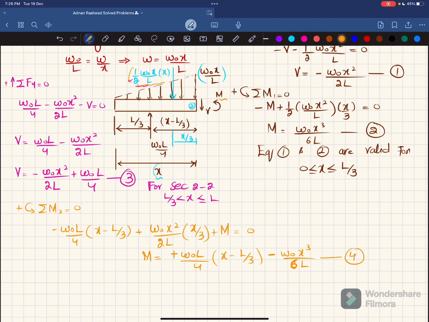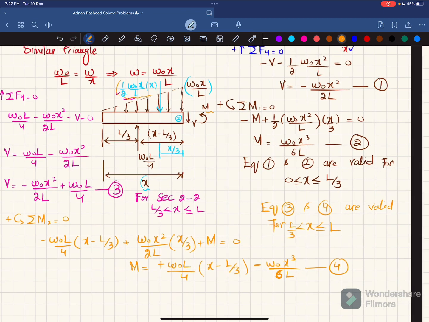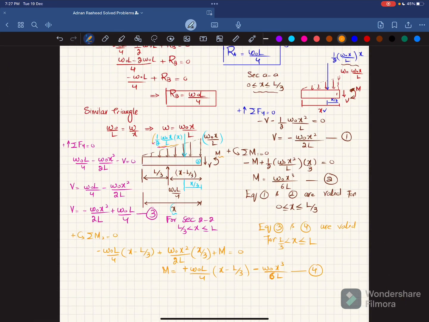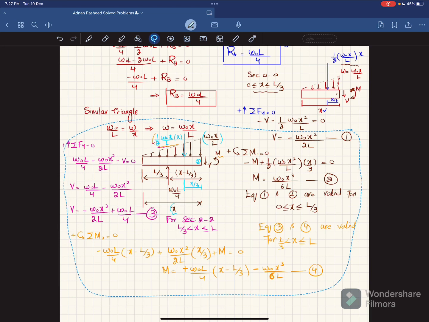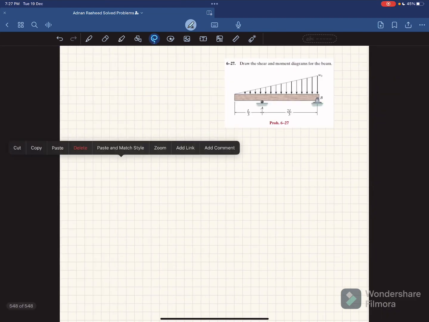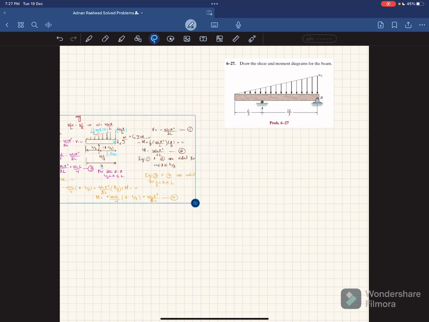Now we have equations 1, 2, 3, 4. Equations 3 and 4 are valid for x greater than L by 3 and less than or equal to L. Clear? Now we'll move to draw the shear force and bending moment diagram. For that I have to copy these equations. Let me copy some portions of these equations so that we can move toward the next page. I will move to the second page and paste here.